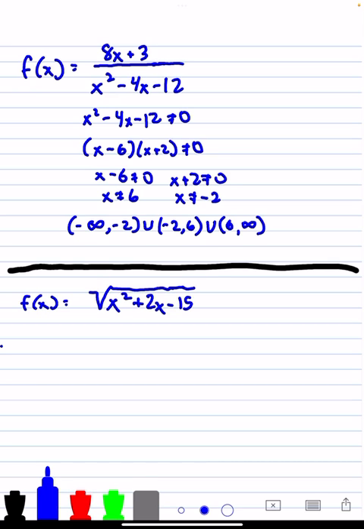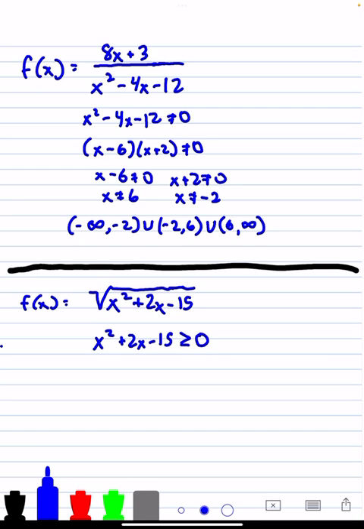All right. So now let's come down below and look at this next one. It's the square root of x squared plus 2x minus 15. We know that we cannot have a negative up under that radical. So what do we need to do? We know that x squared plus 2x minus 15 has to be greater than or equal to 0.